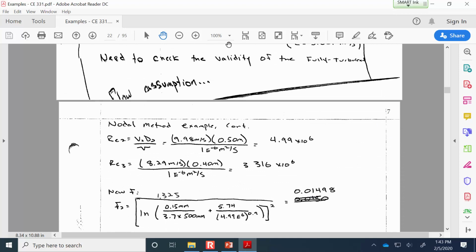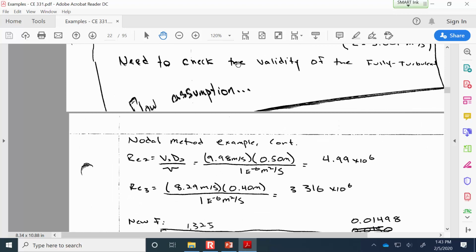So let's do that. Let's check it. If we put in the velocity for pipe 2 and the diameter for pipe 2, we can get the Reynolds number. You at this point can just observe. It may be a struggle to keep up with all of the calculations. I just want to show you what it looks like if you do check the assumption.